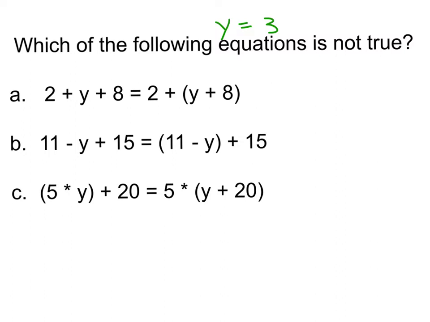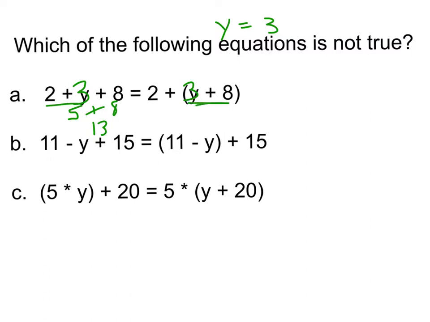So what that means, I'm going to put, instead of y, I'm going to put 3 for each of those. So I'm going to start with A. And remember, you're still using order of operations, so you're still doing PEMDAS. So I'm going to solve little by little. So 2 plus 3 is 5. And 5 plus 8 is 13. So let's see, this is true.